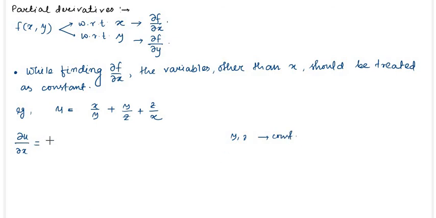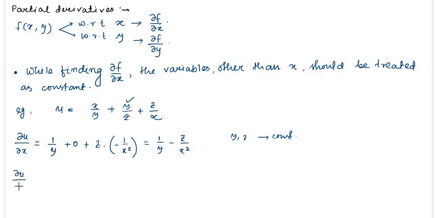So differentiation of x by y in this case will be 1 by y, because differentiation of x is 1 and 1 by y is constant in this case. For the second term, no x is involved, so differentiation of that function gives you 0, because differentiation of a constant is 0. And the last one, z is a constant and differentiation of 1 by x gives us minus 1 by x square. So this gives us 1 by y minus z by x square. So this is the partial derivative of u with respect to x.